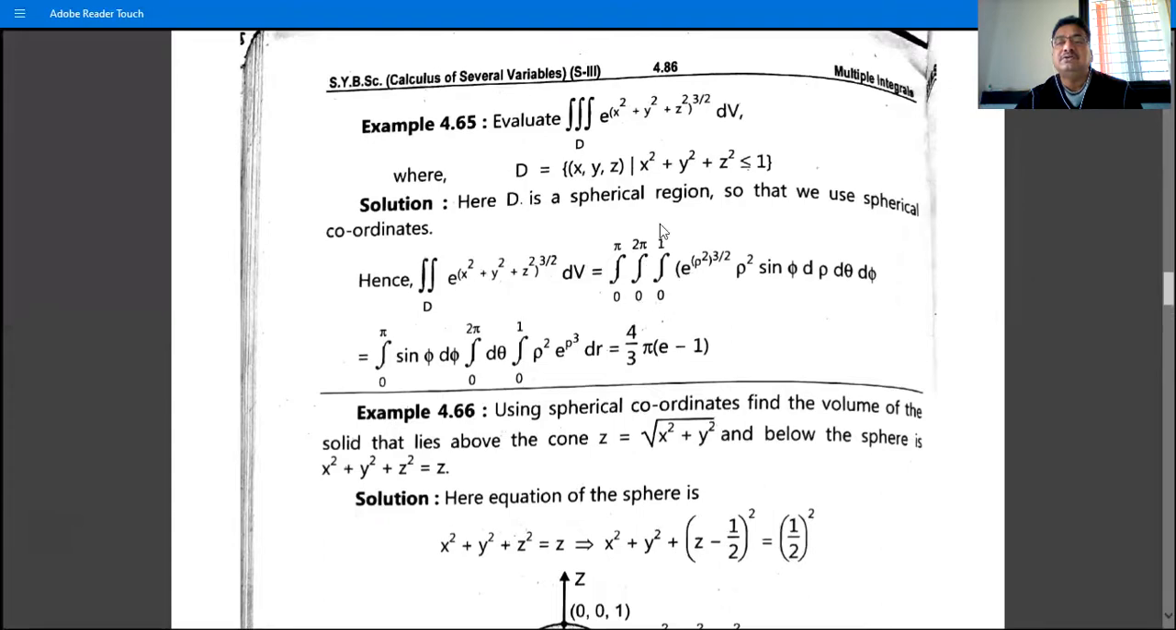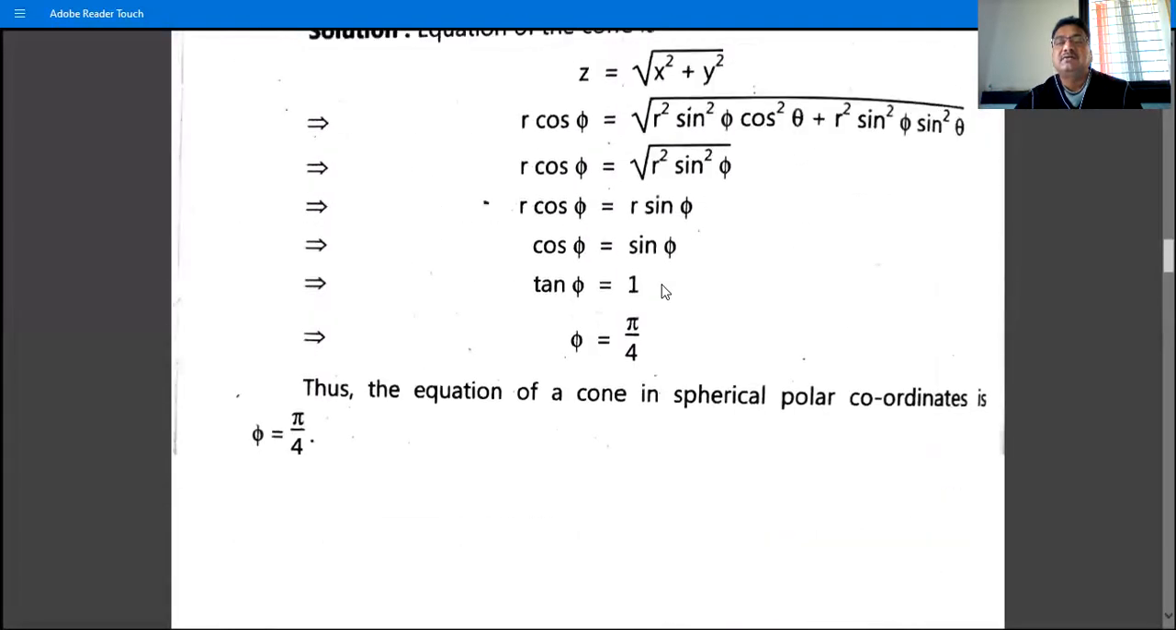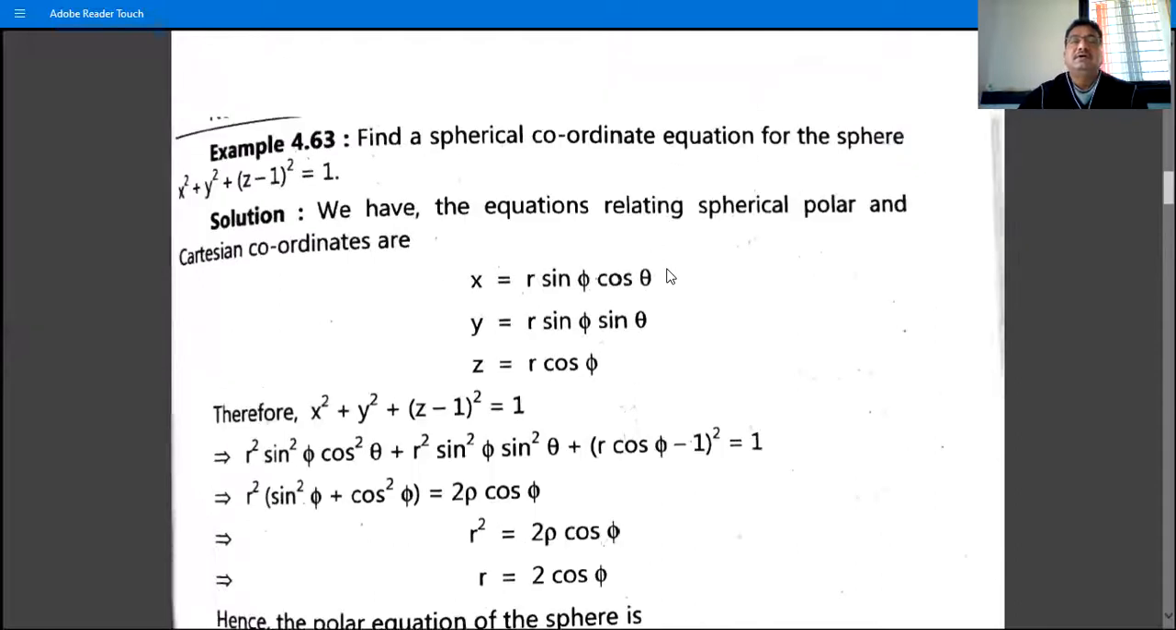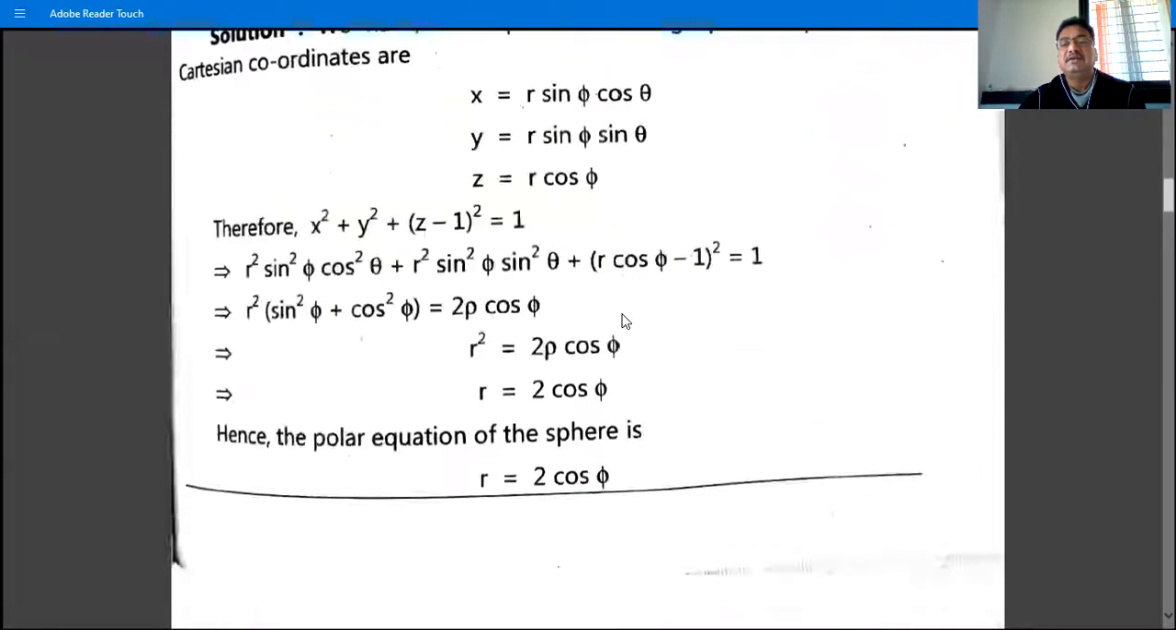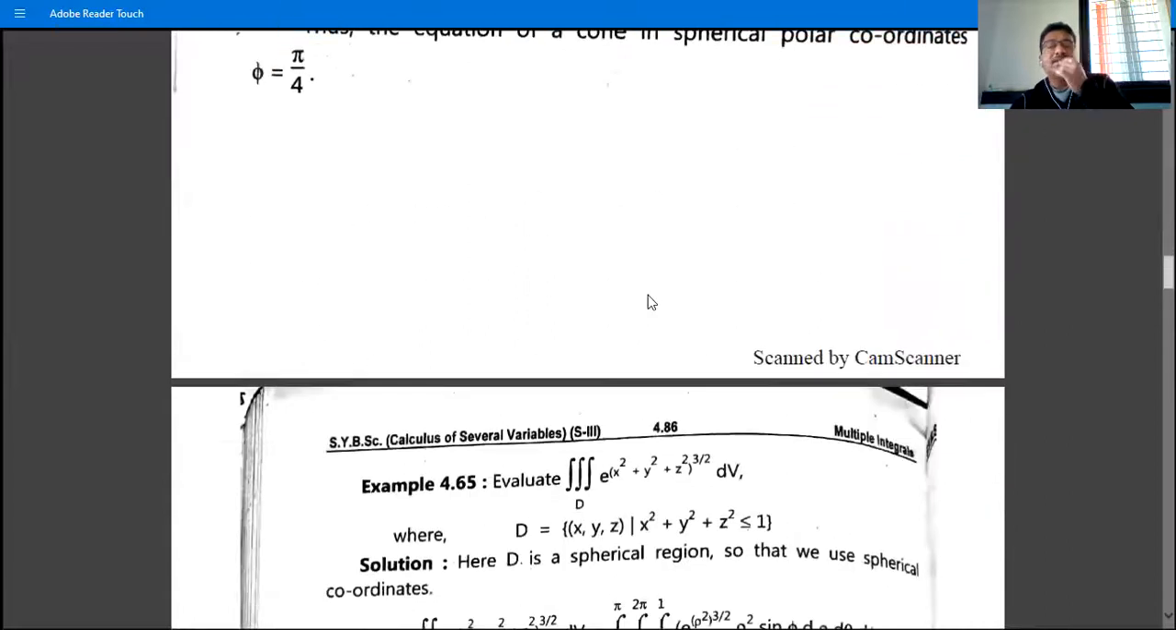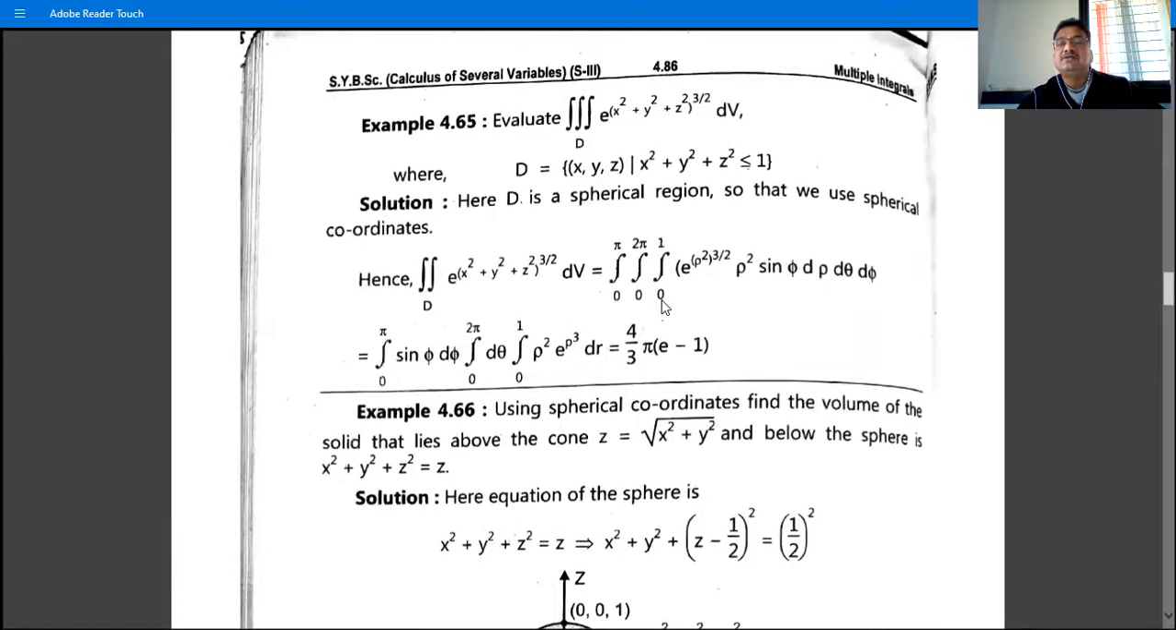Those are the limits. Remember these limits. Phi runs from 0 to pi, theta runs from 0 to 2 pi, and r or rho runs from 0 to infinity. Here r runs from 0 to 1 because the radius is 1, theta runs from 0 to 2 pi, and phi runs from 0 to pi. These are the limits.